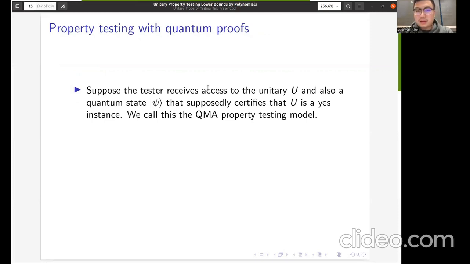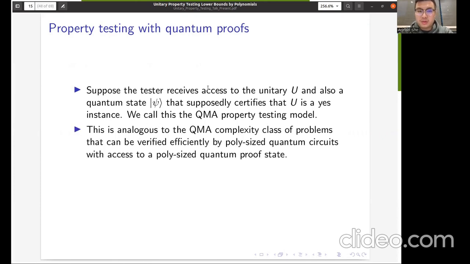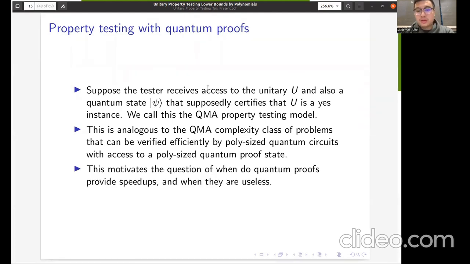Finally, we describe an application to property testing with quantum proofs. In this model, the tester receives access to the unitary U and a quantum state that supposedly certifies that U is a yes instance. We call this the QMA property testing model in analogy to the QMA complexity class of problems that can be verified efficiently by a polynomial-sized quantum circuit with access to a polynomial-sized proof state. This model motivates the question of when quantum proofs provide speedups or when they are useless.